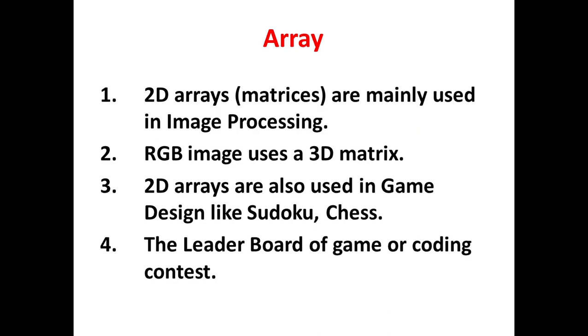The first one is array. So as you know, an array is a collection of homogeneous elements and it is basically used in a 2D array or matrices are mainly used in image processing. RGB image uses a 3D matrix, means to store the color codes we use 3D matrix or 3-dimensional array. 2D arrays are also used in game designs like Sudoku and chess, and to store the data like the leaderboard of game or coding contest we use arrays. And apart from that one, we have many uses. This is to give some idea about the uses of an array.